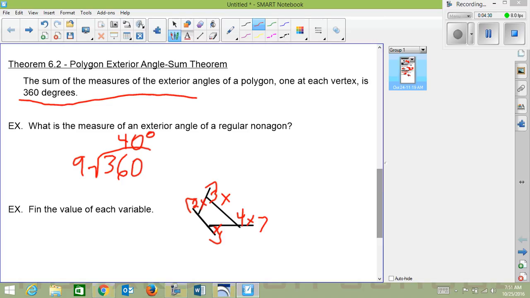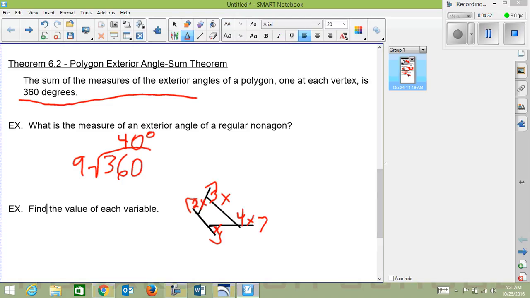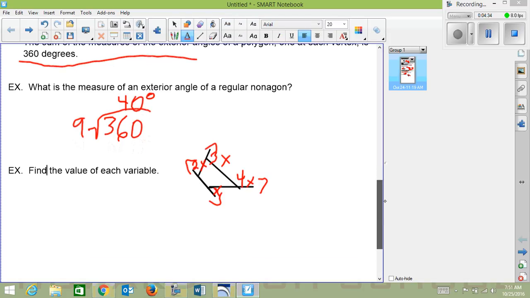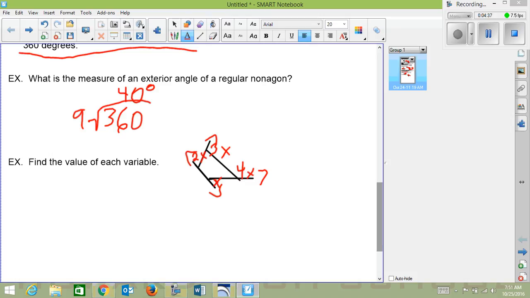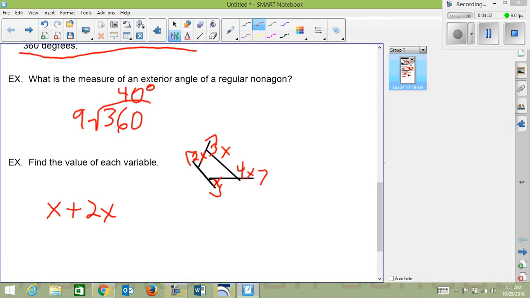So on the next one here, find the value of each variable. These are all outside angles. So I have an x, a 2x, a 3x, and a 4x. And I know that they have to all equal 360 added together. So I have x plus 2x plus 3x plus 4x equals 360, based on that theorem we just went over.